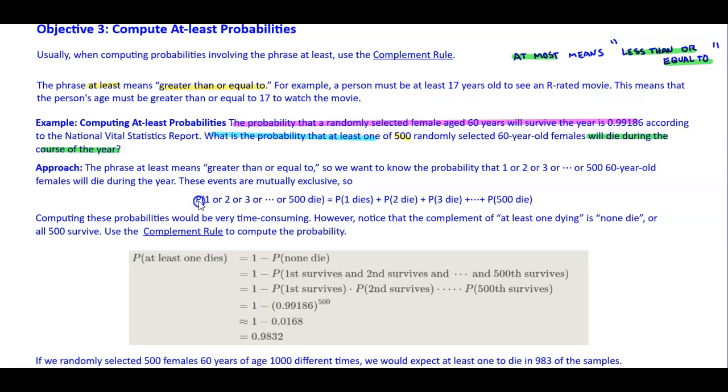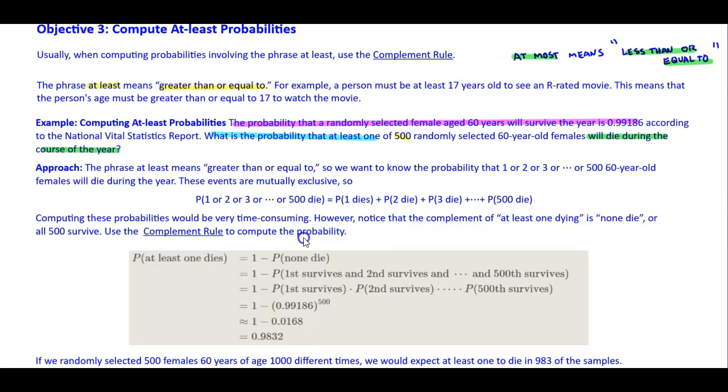So writing this out, the probability of 1 or 2 or 3 all the way to 500 dying would mean taking the probability that 1 dies plus the probability that 2 die, the probability that 3 die, and so on all the way to the probability that 500 die. Now, if we wanted to compute these probabilities, which we can, this would be very time consuming. However, noticing that the complement of at least one dying is none die, or all 500 survive, we're going to use the complement rule to compute the probability.